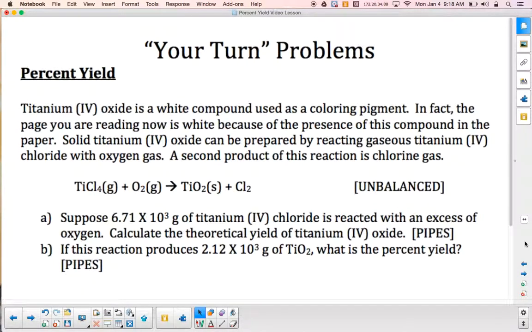Now go to the your turn problems. There are 2 percent yield problems to complete here. Based upon what you've learned in the video lesson, complete these 2 percent yield problems. The answers to these 2 problems are on the back of the sheet to help you check yourself and make sure that you've learned what you needed to learn from this video lesson.